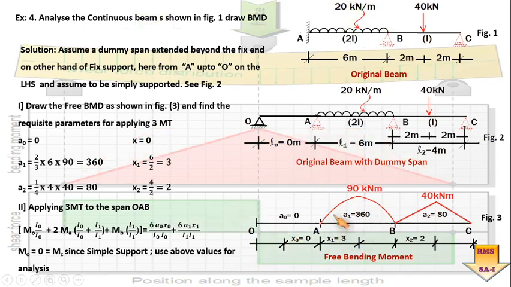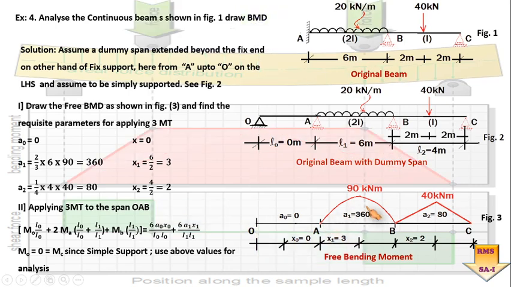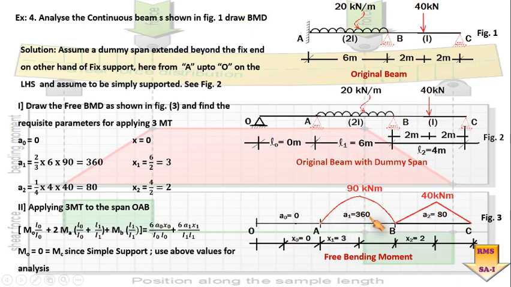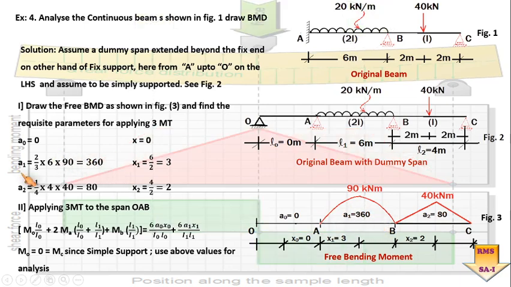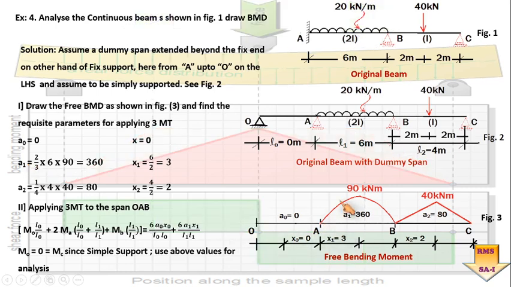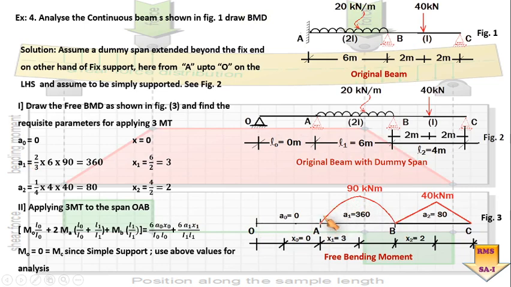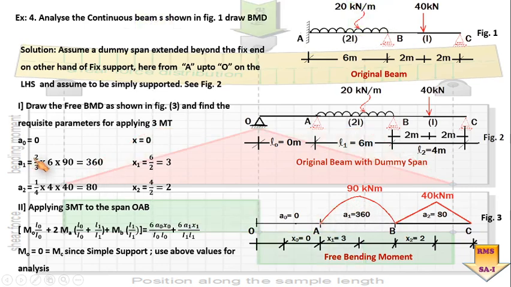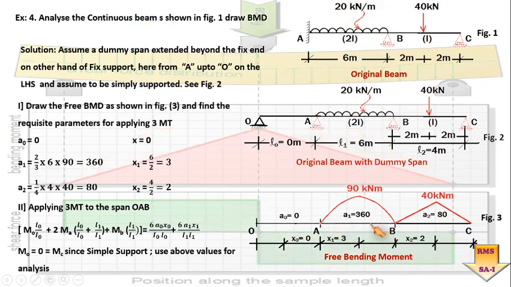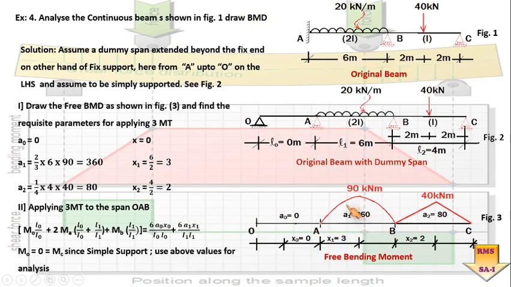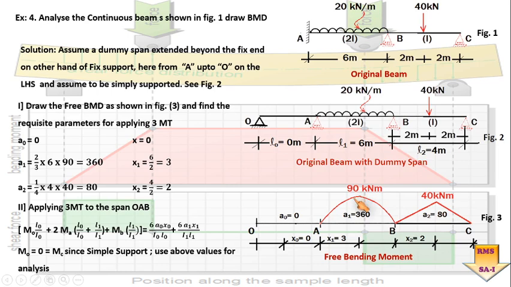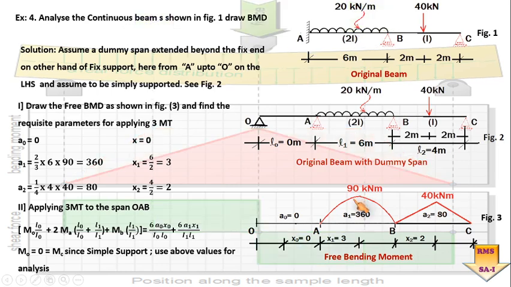As far as the second span is concerned, the area of free bending moment for the second span AB is equal to 360, and this is how we have to work out the value of A1. We know this free bending moment is coming out to be a parabola, and we know the area of parabola is 2 by 3 base into height. So base is 6 and height is 360, and this 360 we can work out as usual what we used to do for a free bending moment of any of the standard case.